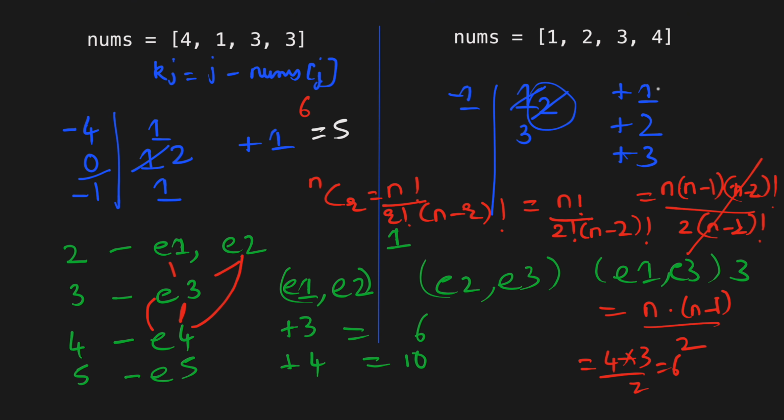And similarly for the example on the right, total number of pairs again is equal to 6, and we had good pairs as 6 as well. So that's why the total number of bad pairs is equal to 6 minus 6, that is 0.